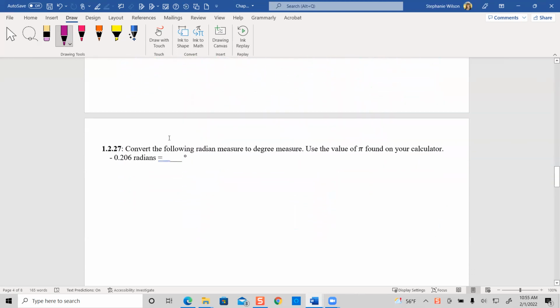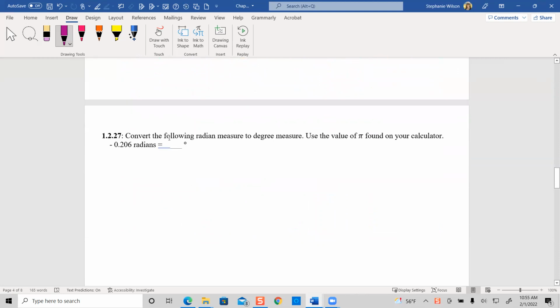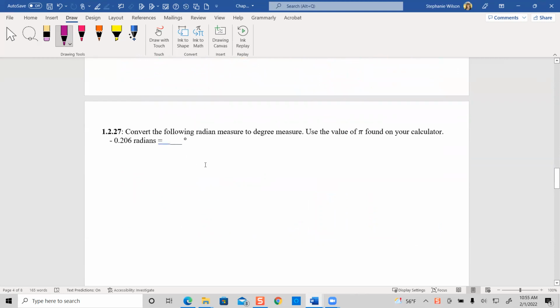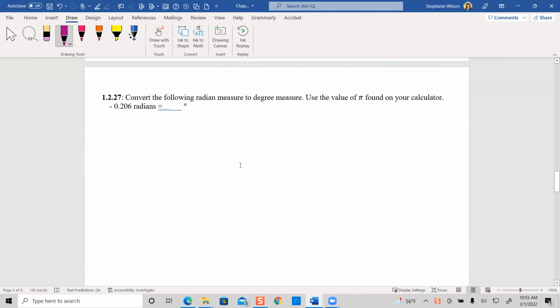So our next one, these are kind of fun. The next one says, convert the following radian measure to degree measures. Use the value of pi found on your calculator. And so they actually want this one in decimal form. Be sure and read the instructions. They'll tell you how many decimals. We're going to round out to the thousandths on this one.